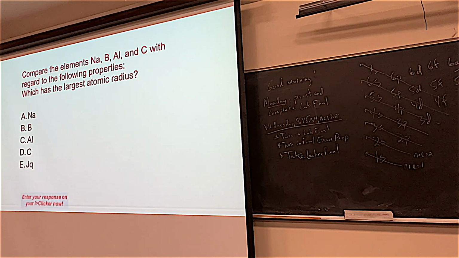Okay, this is a good one to do. This is on periodic properties. I'd like you to tell me which of those elements has the biggest radius. And radius is like size of the atoms. So see if you can figure out which of those would be the biggest.